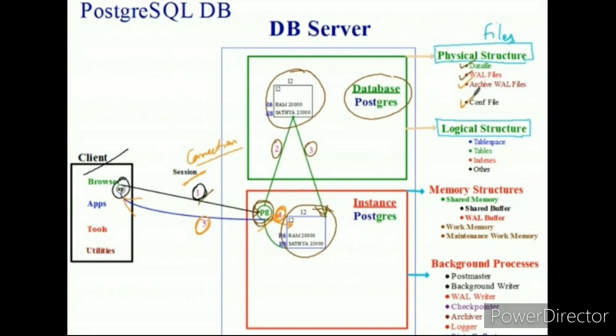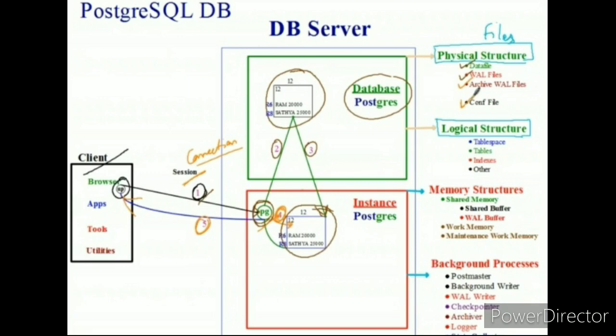Memory structure consists of three types: shared memory, work memory, and maintenance memory. Shared memory consists of shared buffer and WAL buffer. The background processes establish the connection and enforce the relationship between the instance and the database. They are postmaster, background writer, WAL writer, checkpointer, archive writer, log writer, and stats collector. These are the major background processes.